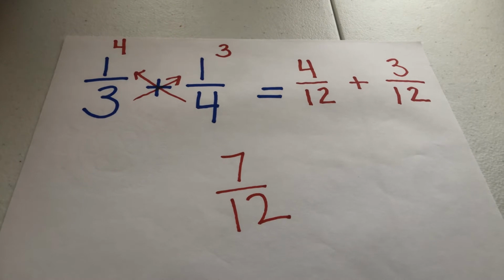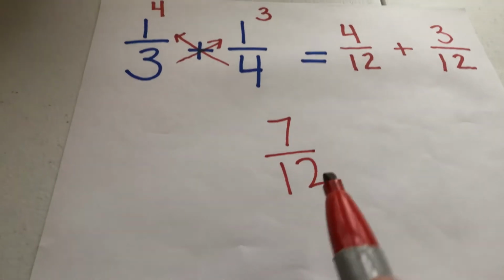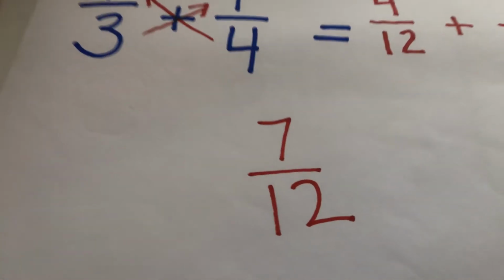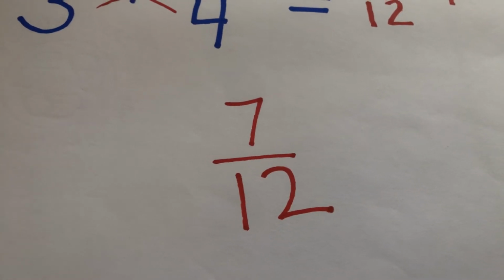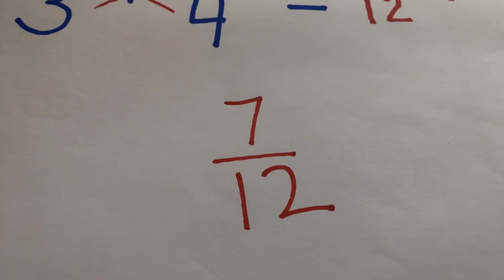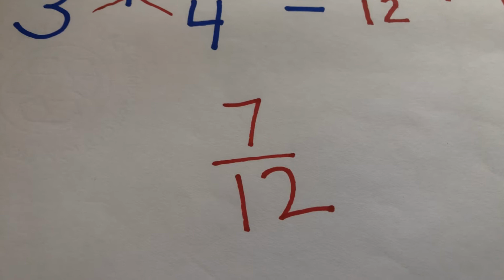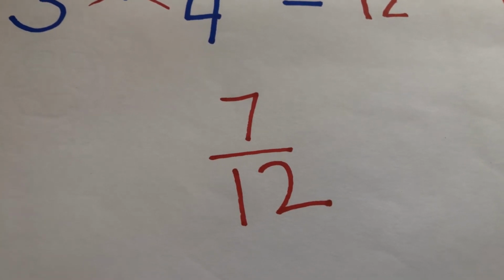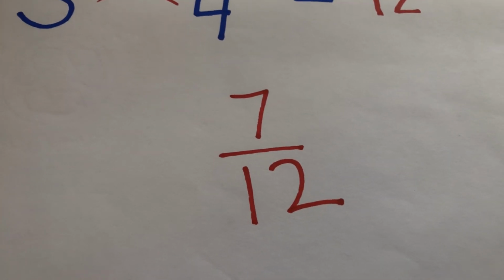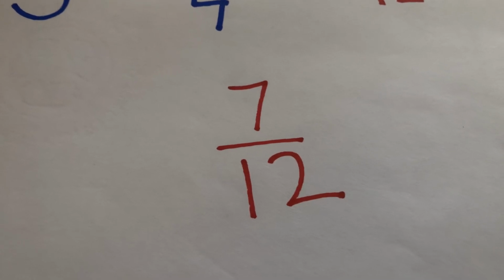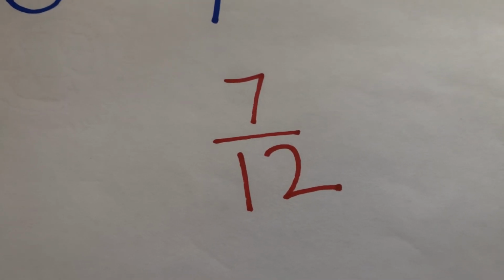We got to look at 7/12 and ask ourselves, can this be simplified? I'm looking at it and I'm thinking, nope. The only factors of 7 are 1 and 7. And 1 and 7 are not factors of 12. So 7/12 is simplified, and it's our final answer.